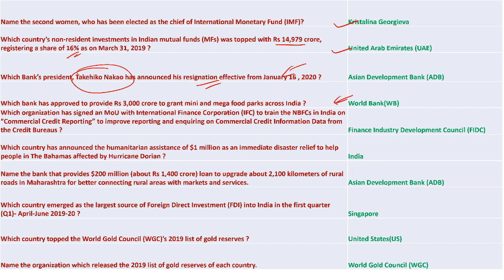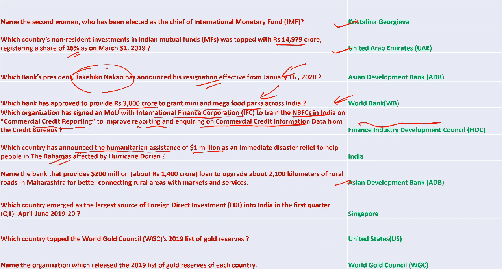World Bank has approved a 3,000 rupees grant for mini and mega food parks across India. Finance Industry Development Corporation is the organization which has signed an MOU with International Finance Corporation to train NBFCs in India on commercial credit reporting to improve reporting and inquiring commercial credit information data. India has announced humanitarian assistance of $1 million as an immediate disaster help to the Bahamas affected by Hurricane Dorian.